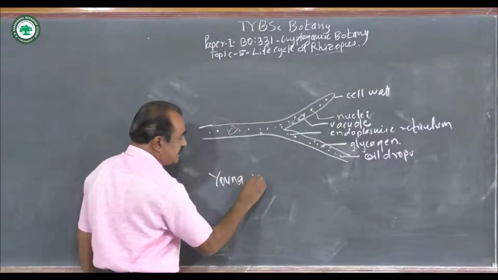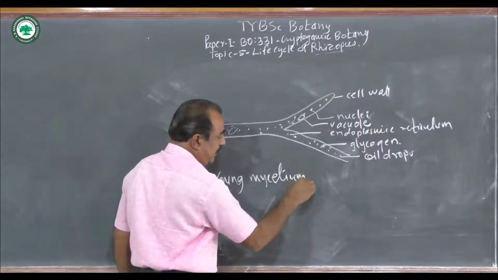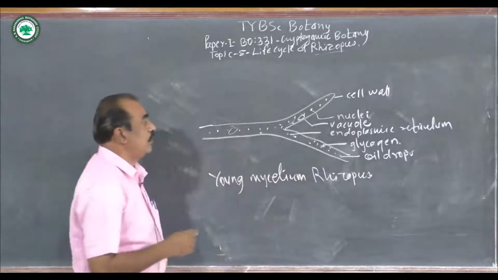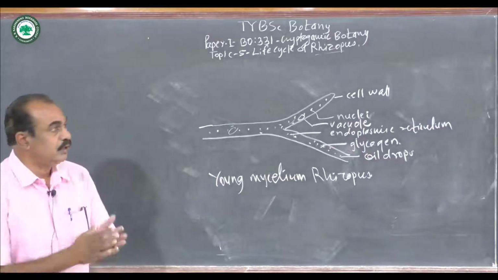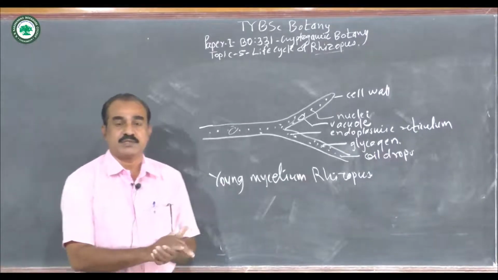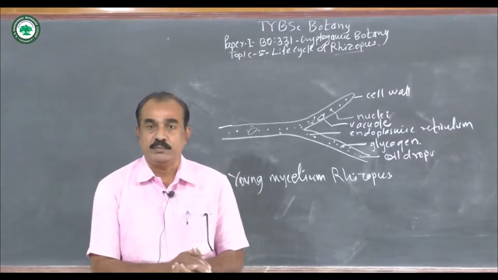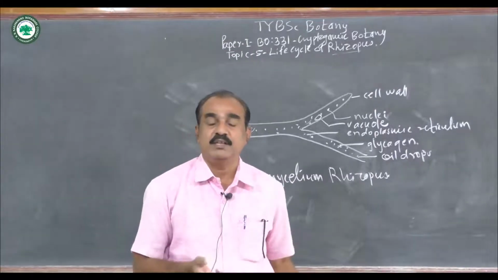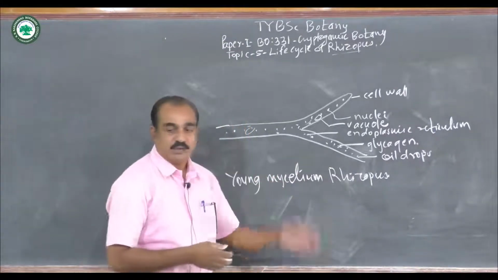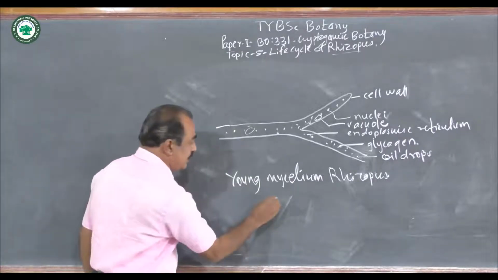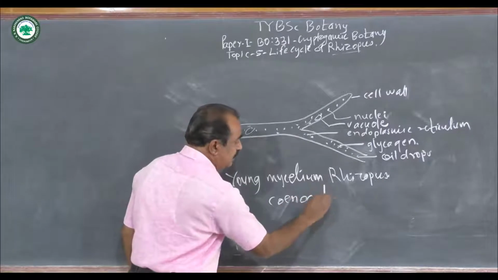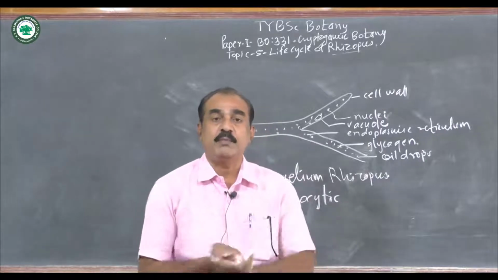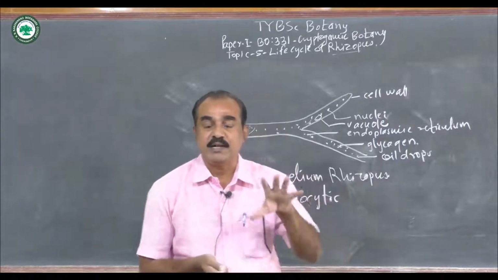This is the diagram of young mycelium of Rhizopus. Now it shows a branched, white, cottony structure in appearance. It is branched, it is white, it is tubular, a number of nuclei are there, there are no septa. Cross walls are not found in the mycelium of the Rhizopus. So such a type of mycelium is called the coenocytic mycelium, that means there is no septa, there is no cross wall. And in a tube-like mycelium, a number of nuclei are simply suspended in the cytoplasm.